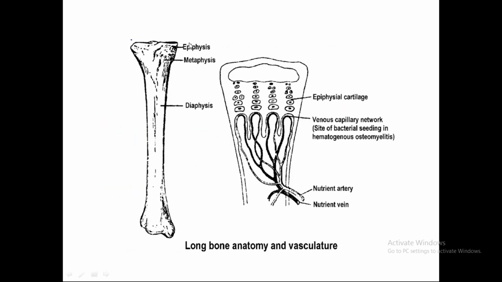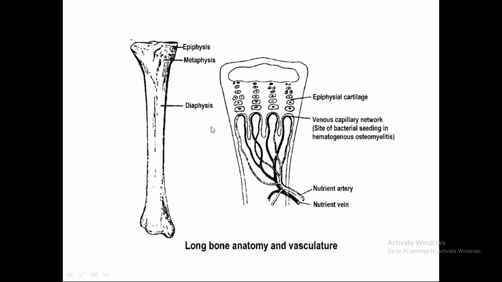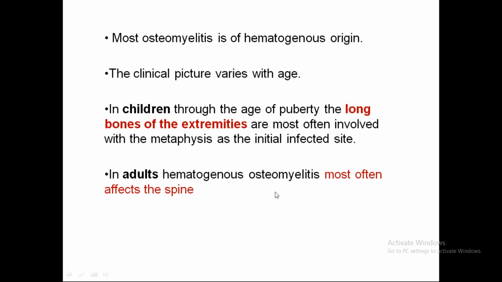Consider the parts of the long bone: epiphysis, metaphysis, and diaphysis. Actually, the metaphysis is the part where the vascular supply is rich. Most of the osteomyelitis is of hematogenous origin. The clinical picture varies with age. In children through the age of puberty, long bones of the extremities are most commonly involved, with the metaphysis as the initial site because of its increased vascularity. Thereby, blood-borne infection starts by affecting the metaphyseal region initially.